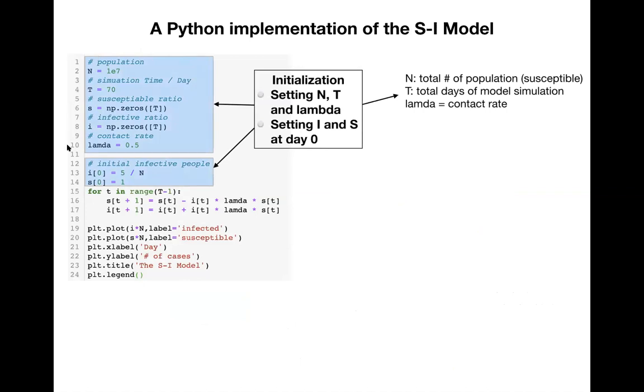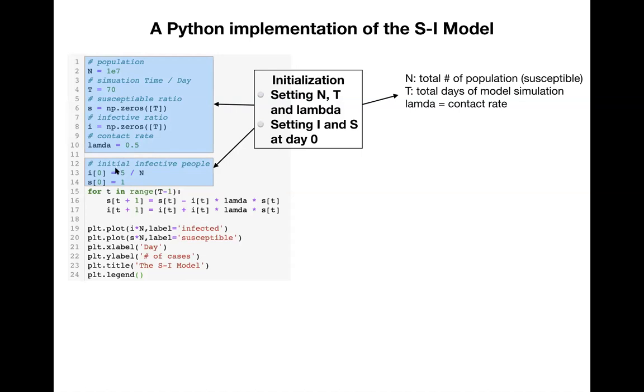First, these parts are called initialization. I give a total population, 10 to the 7, that's 10 million people, and 70 is T, the simulation days. And I create two NumPy arrays, the same size as the total days here. One is the susceptible ratio, and the other is the infected ratio. And lambda is the contact rate. Let's use 0.5. And I'll show you what kind of lambdas to use based on other studies of epidemics.